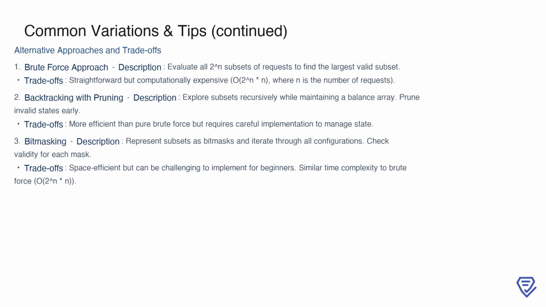Another approach is bit masking, where subsets are represented as bit masks, and you iterate through all configurations, checking the validity of each mask. This method is space efficient and can be elegant, but it can also be challenging for beginners to implement. Like brute force, its time complexity is O(2^n × n), but it offers a different perspective on subset exploration. Choosing the right approach depends on the specific context and your familiarity with the techniques.